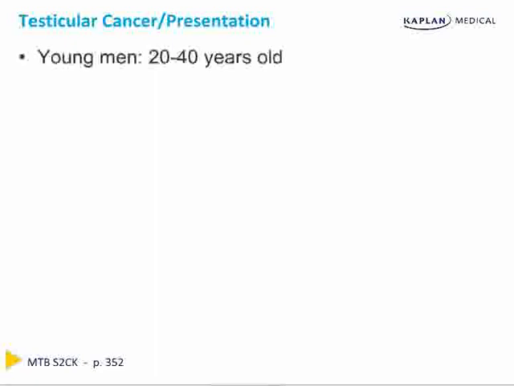Testicular cancer is generally a disease of younger men. The peak age of diagnosis is anywhere between 20 to 40 years old. The classic presentation of testicular cancer is the patient himself noticing a painless lump in his scrotum. And unlike ovarian cancer, most testicular cancers are diagnosed early because the area in question is so much more easily accessible to physical exam.